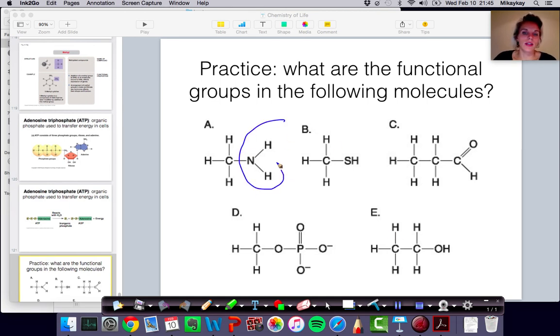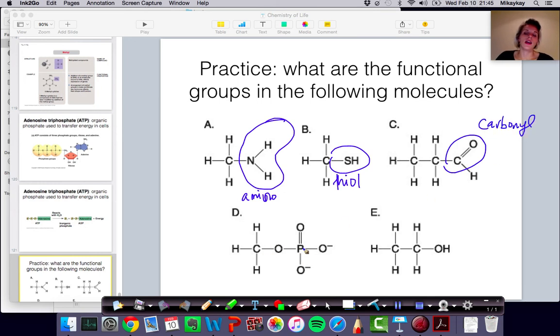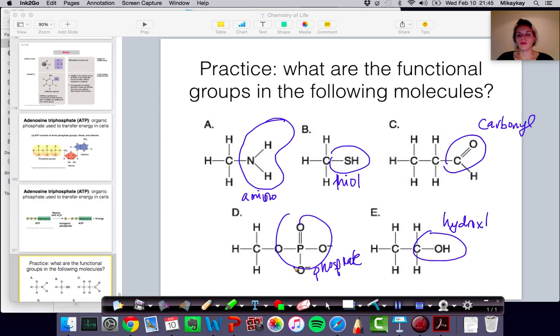So NH3 here, right? That is our amino group. Here we have an SH, right? So that's our thiol group. Here we have a carbon, and it's connected to a double-bonded oxygen and a hydrogen, right? So it's not connected to a carbon and an OH. So I know this is my carbonyl group. Here I have a PO4. This is a phosphate group. And lastly, I have my OH, which is my hydroxyl group, also my alcohol group.